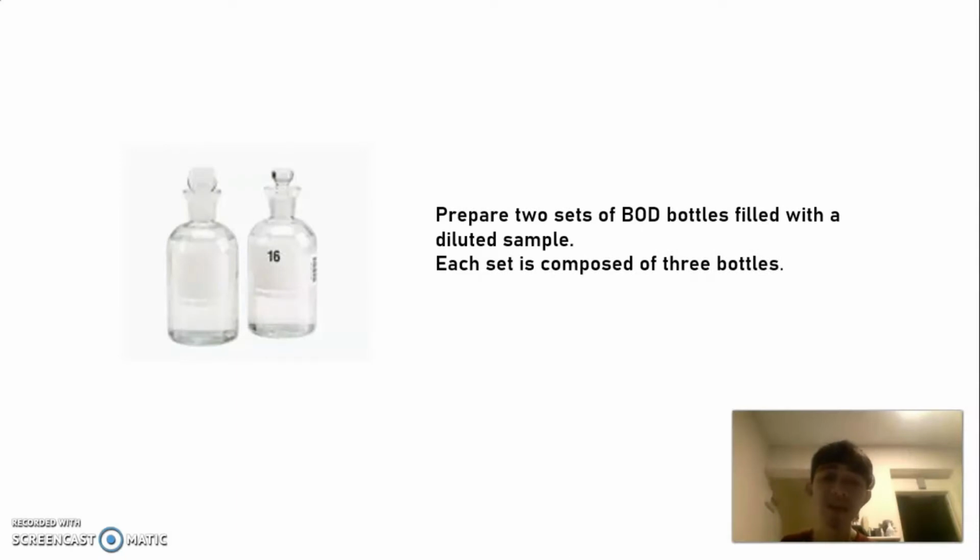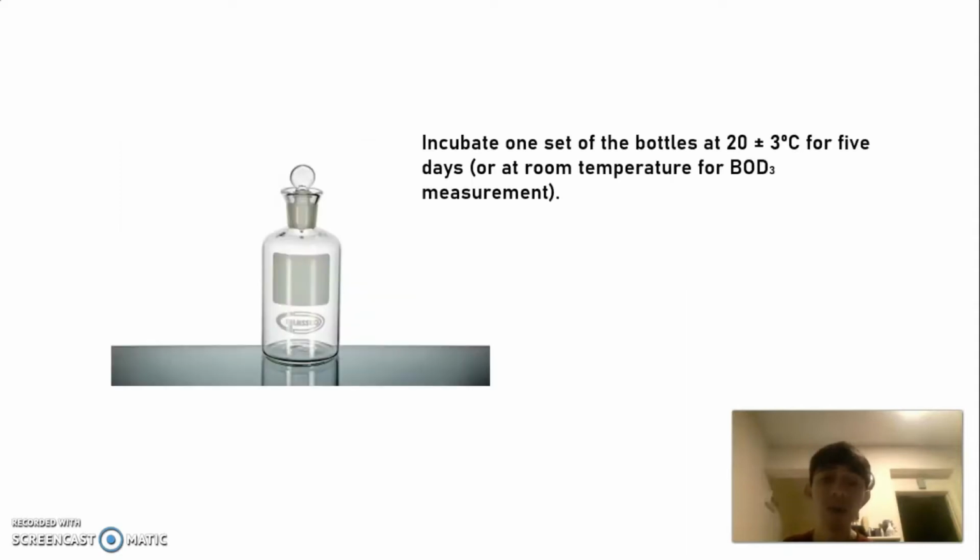Next, we should prepare 2 sets of BOD bottles filled with diluted sample, and each set should be composed of 3 bottles. Incubate one set of the bottles at 20 plus or minus 3 degrees Celsius for 5 days, or at room temperature, for BOD measurement.